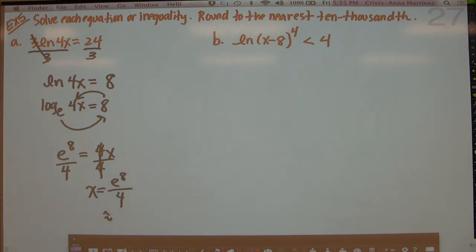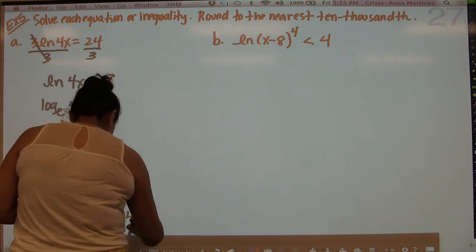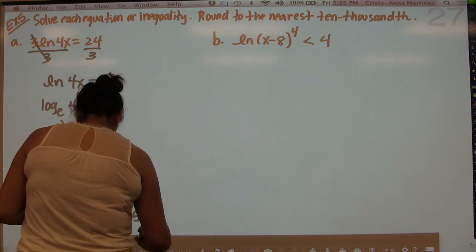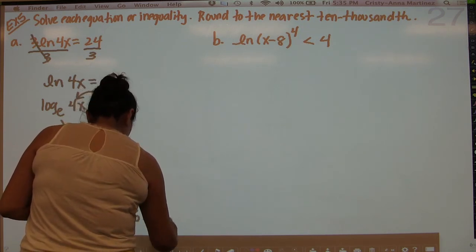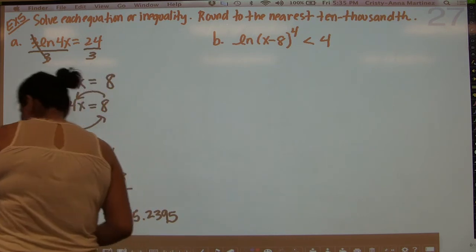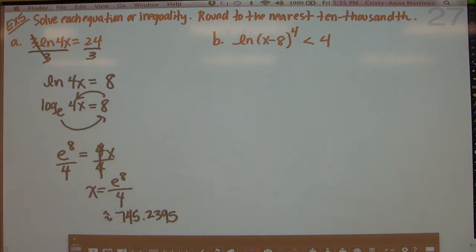So we're going to go e, which is above the ln button, to the 8th power. That gives me a really large number. I divide that number by 4, and we get approximately 745.2395. Staying true to the ten-thousandth place there, we're going to get 745.2395.